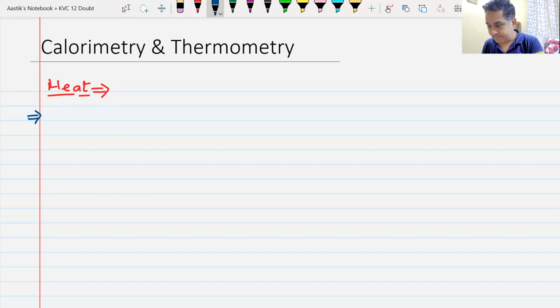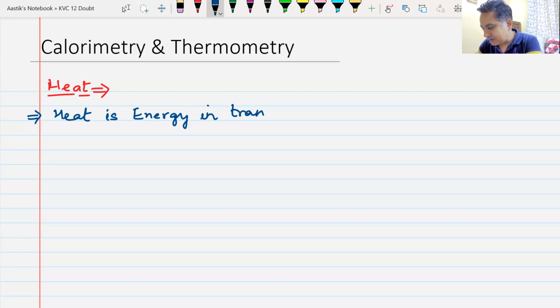Heat is a form of energy. So heat is what form of energy? It's a form of energy, and I use the word in transit. This in transit word means that heat is only defined when it is moving or when it is flowing from one body to the other body. Yes or no? Yes, sir.